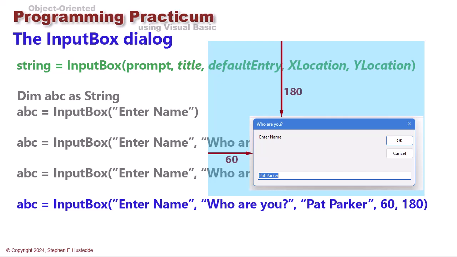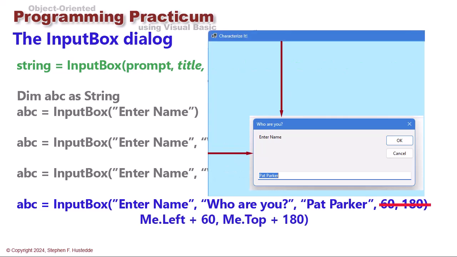Oftentimes, though, we want to have that be offset from the form itself. And if we, instead of using 60 and 180, we said me.left plus 60, that's going to be 60 pixels from the left edge of our application, and then me.top plus 180 is 180 pixels from the top of our application. So we're making those XY coordinates relative to the location of our form. It doesn't matter where our form is on the screen, whether it's in the upper left or lower right or in the center, the offset of the input box will be the same in relation to the form.